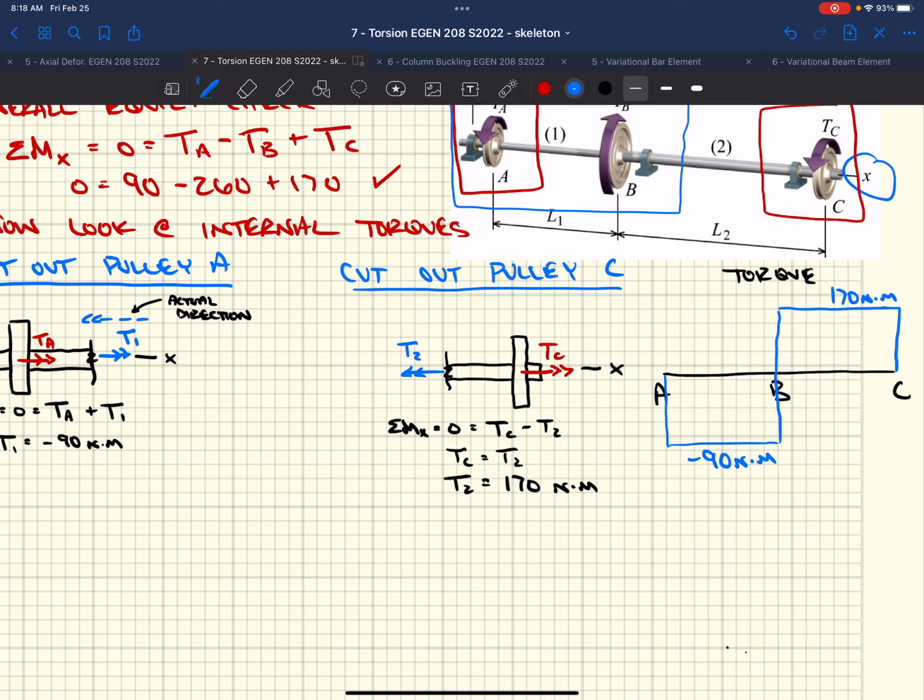On the free body diagram, our sign convention is based on our coordinates that we established. So if this vector arrow is pointing in the positive x direction, then we consider it to be positive. T1 was positive here.